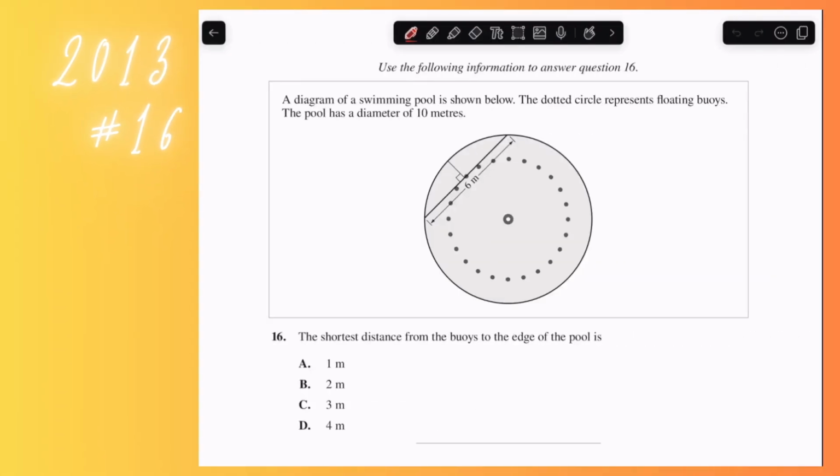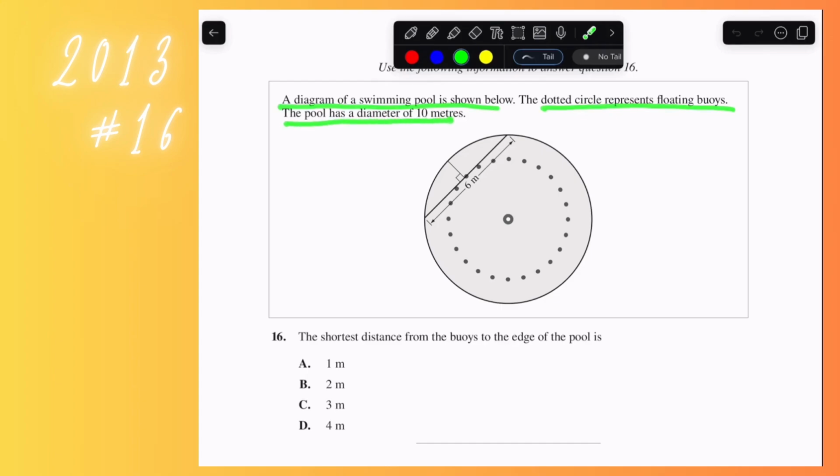Okay, so I had some technical difficulties, so I've just refilmed this question here. Let's go ahead and read it. Here we have a diagram of a swimming pool shown below. The dotted circle represents the floating buoys. The pool has a diameter of 10 meters. So here's our pool, and we've got the buoys just floating in there, creating a circle.